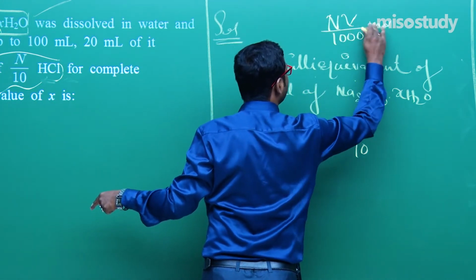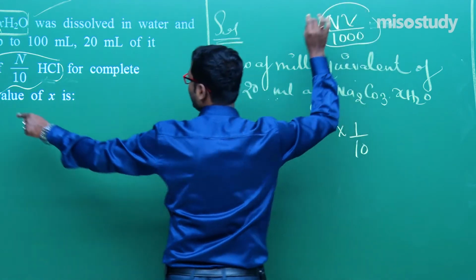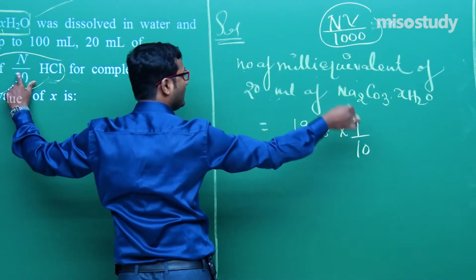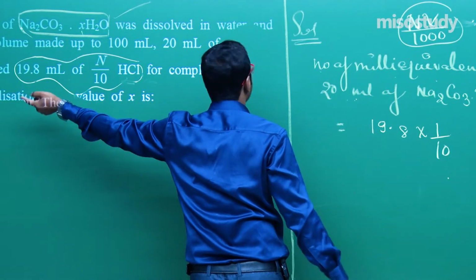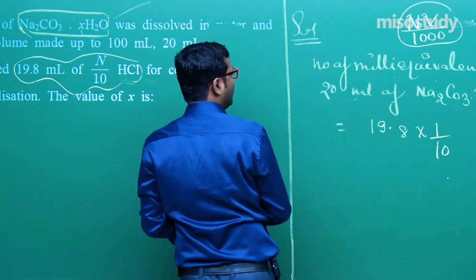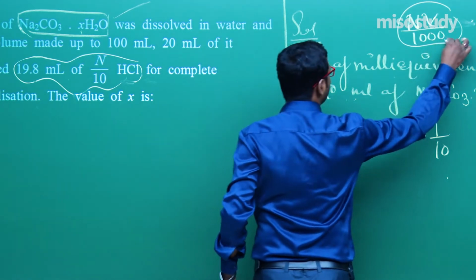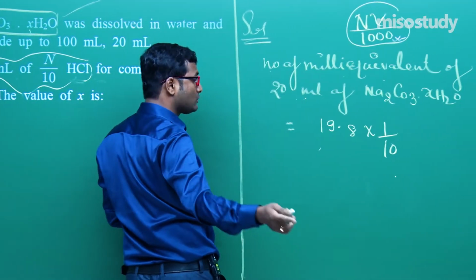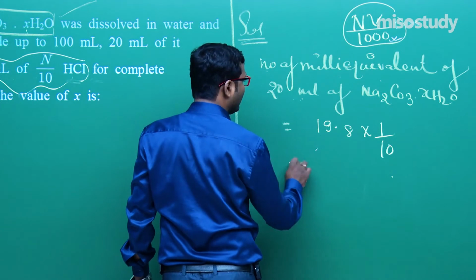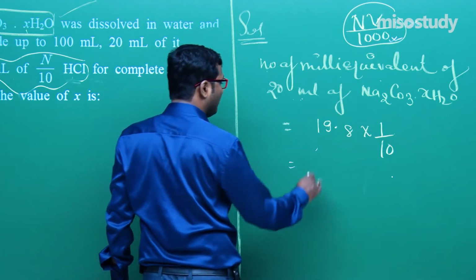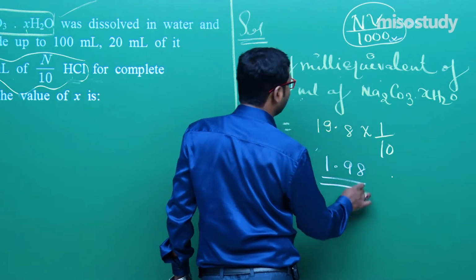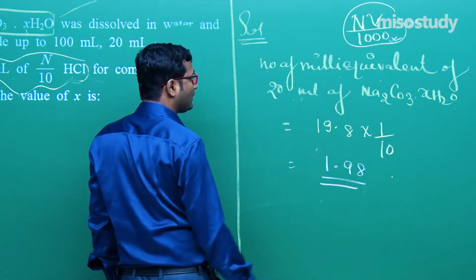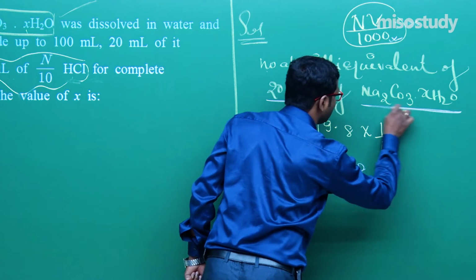Remember this, that is the number of milli equivalent. In this case, n is 1 upon 10, and V is 19.8. If I take the value in ml, then put here 19.8 into 1 by 10. No need to divide by 1000, though you can also divide, it depends on you. Now 19.8 multiplied by 1 by 10 is 1.98. That is the number of milli equivalent of 20 ml Na2CO3.